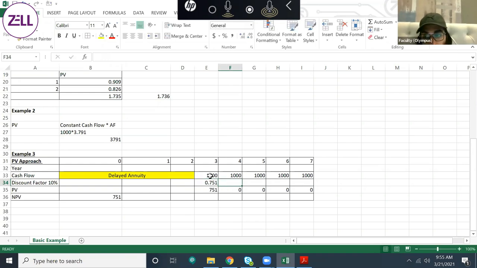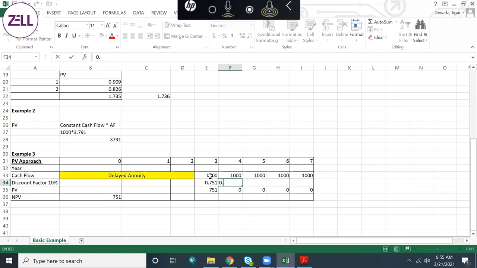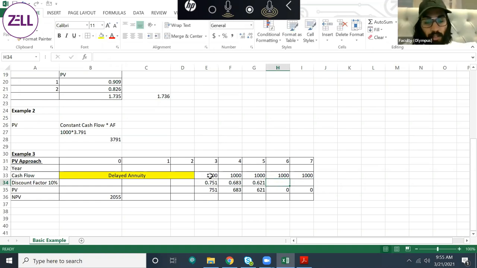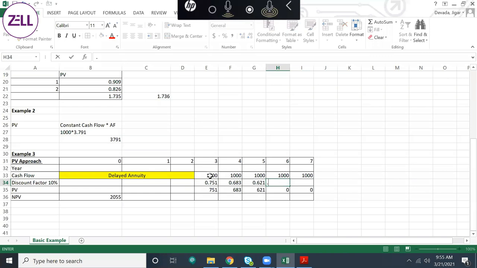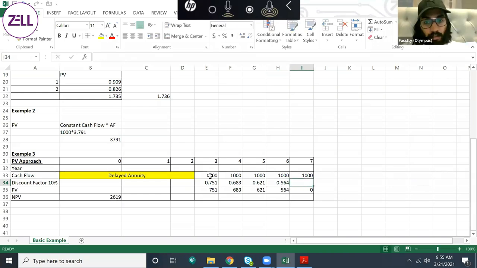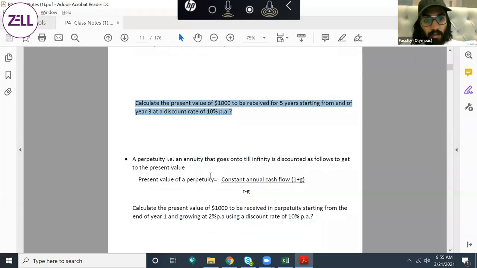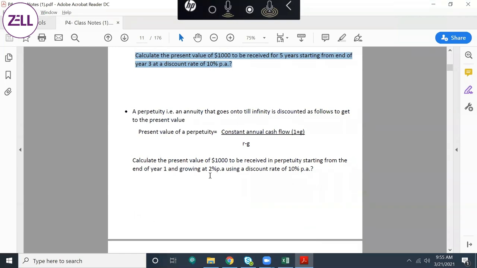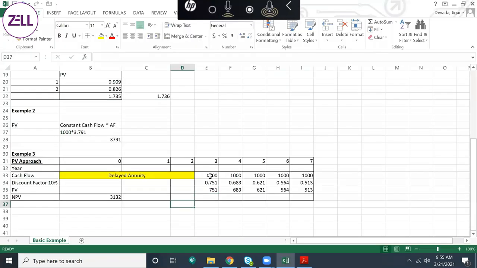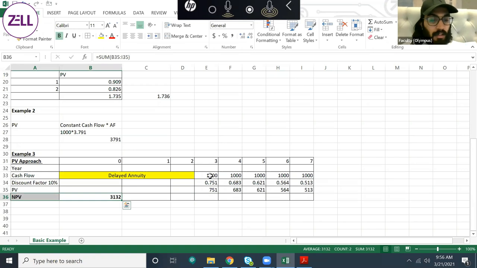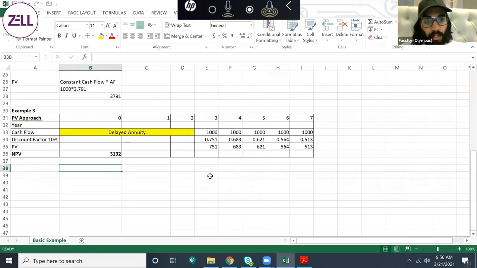0.751 for the third year. Okay, then for the fourth year? 0.683. Then? 0.621. Then? 0.564. Then? 0.513. Okay, everyone with me till here? So the net present value I've got is 3,132. Everyone with me?